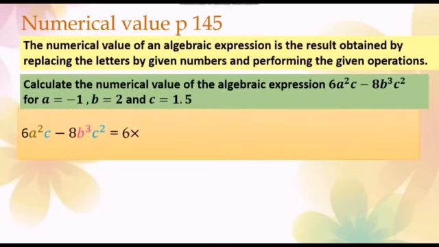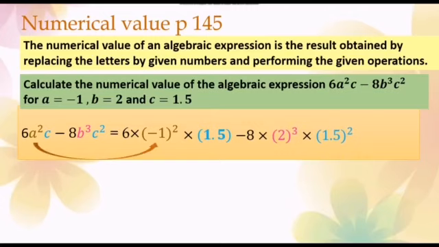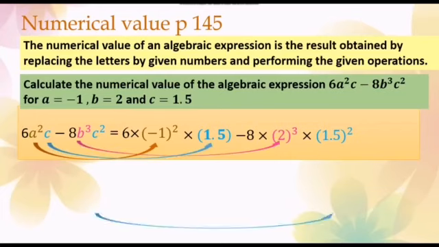We have 6a squared c minus 8b cubed c squared equal to 6 times minus 1 squared, because a is equal to minus 1, times 1.5, which is c, then minus 8 times 2 to the power of 3 times 1.5 squared. So a is equal to minus 1, b is equal to 2, and c is equal to 1.5.